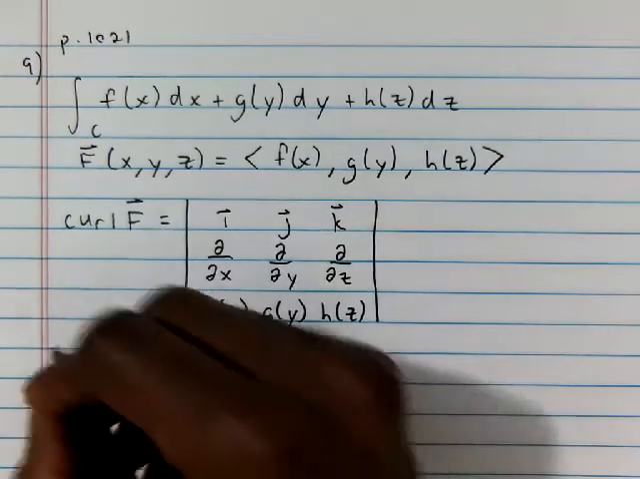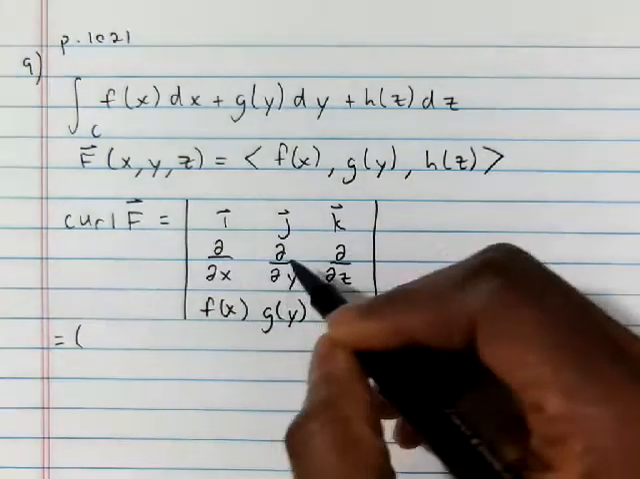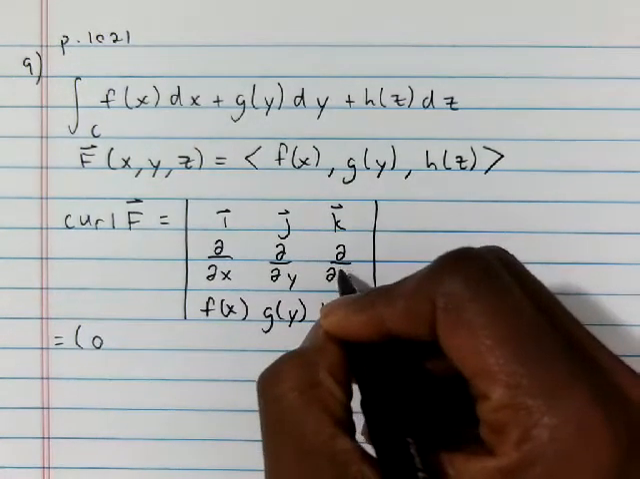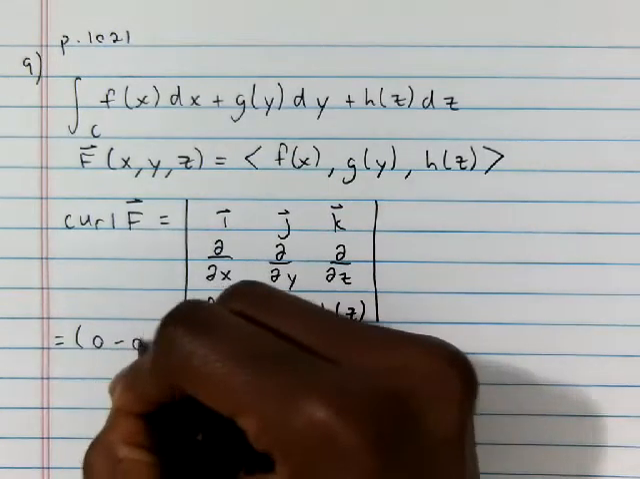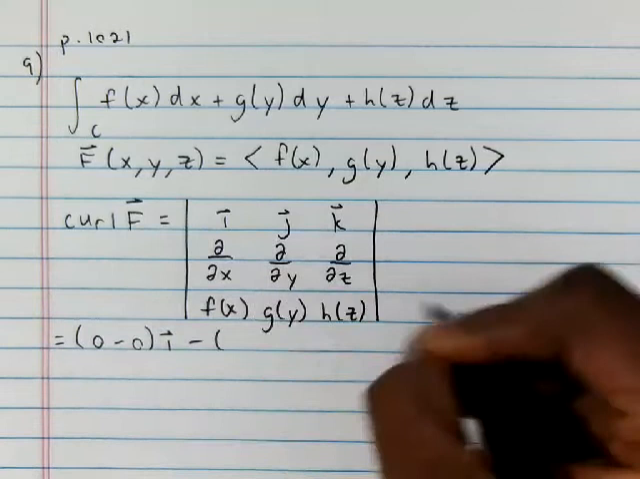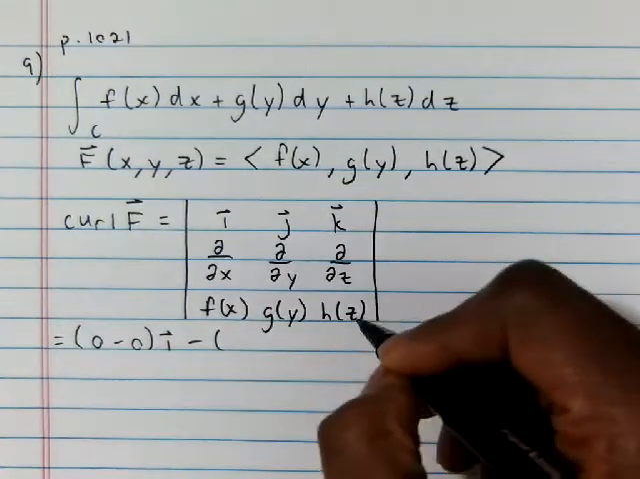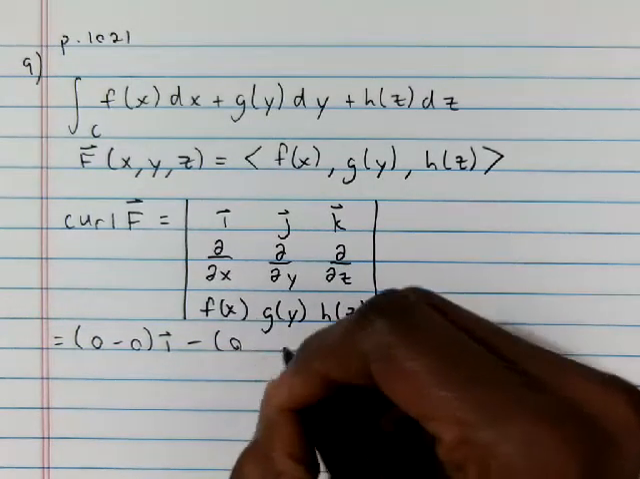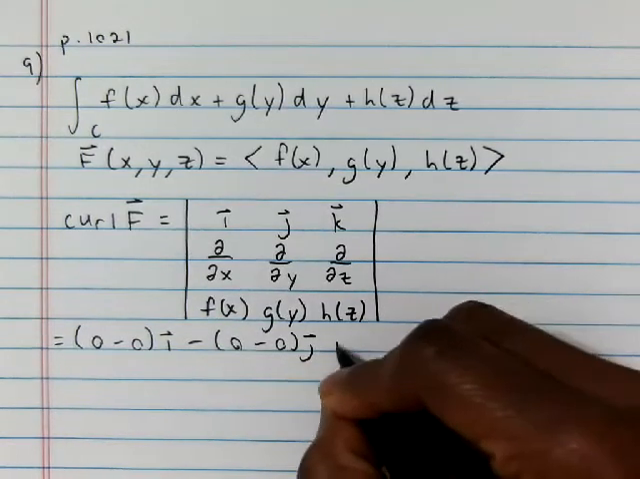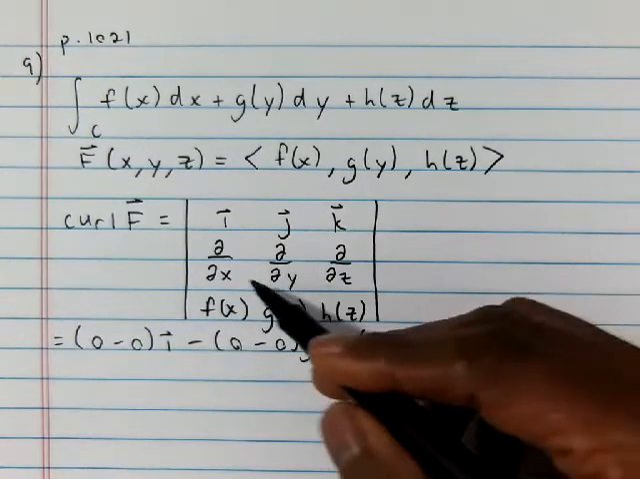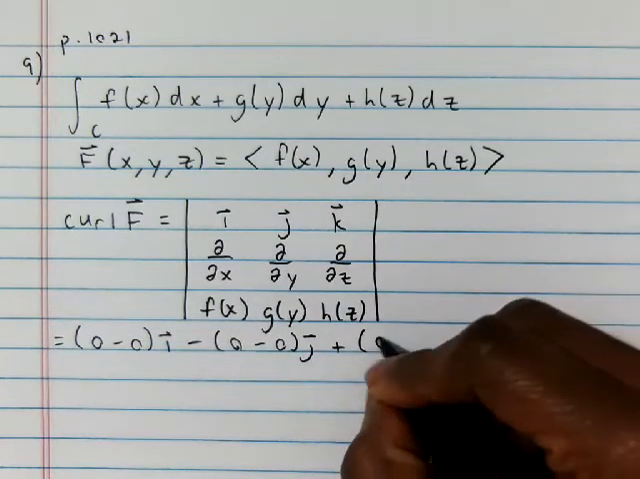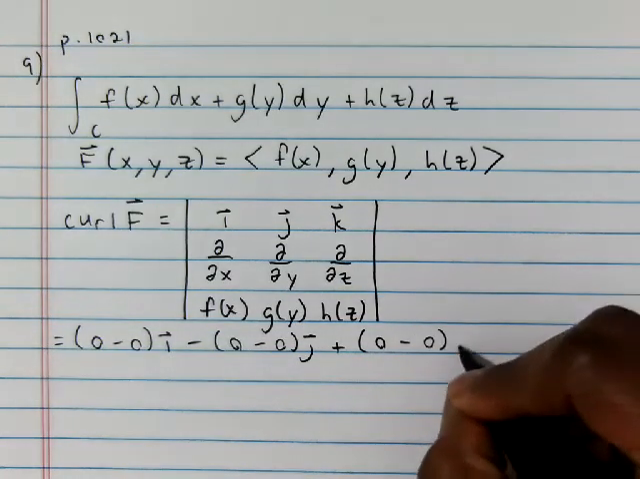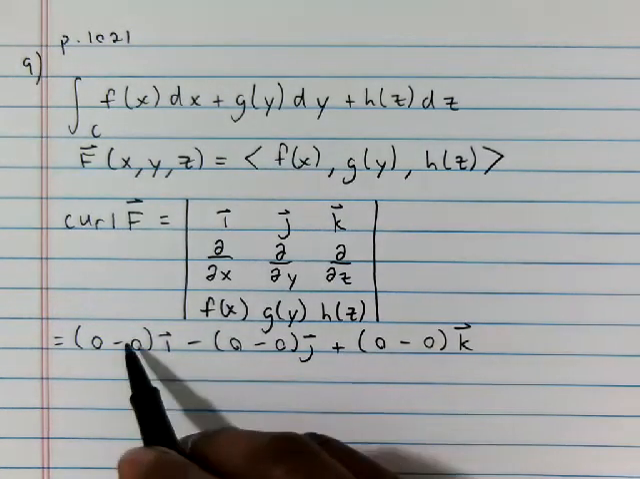So we end up with the partial of h of z with respect to y is 0, minus the partial of g of y with respect to z is 0. That's our i component. And our j component, the partial of h of z with respect to x is 0, the partial of f of x with respect to z would be 0. And then plus our k component, the partial of g of y with respect to x would be 0, then minus the partial of f of x with respect to y would be 0.